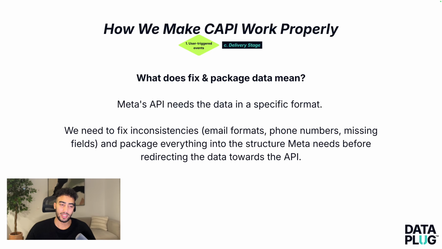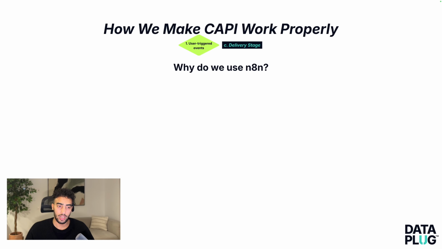Meta's API basically needs the data to be in a specific format. We need to fix the inconsistencies, like the email formats, the phone numbers, missing fields, and basically put it all in this nice little package that Meta actually understands, and the way they want stuff structured. So we just make sure we fix the data and package it properly before redirecting it towards the API.